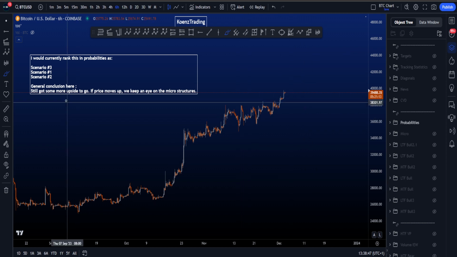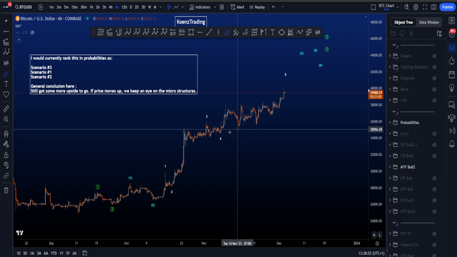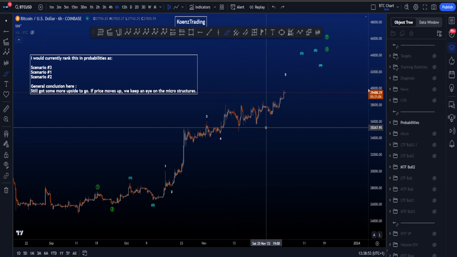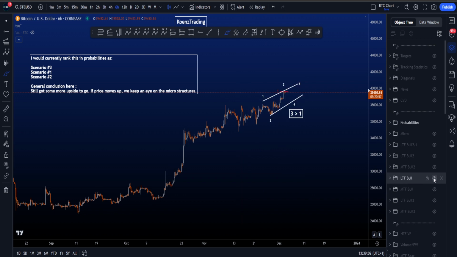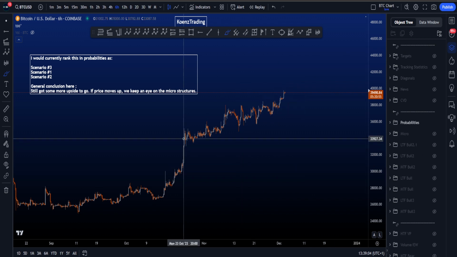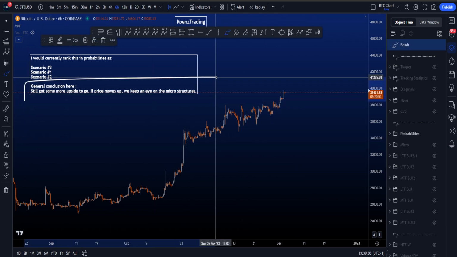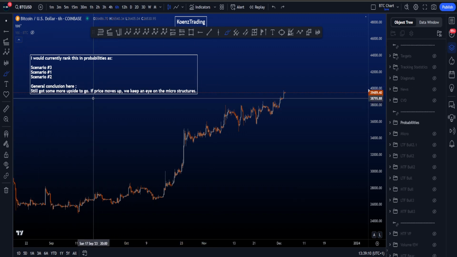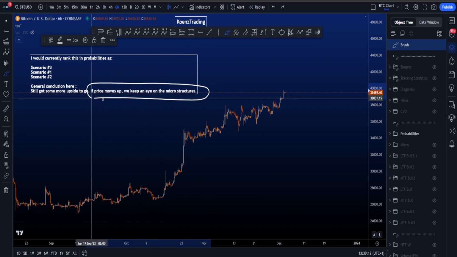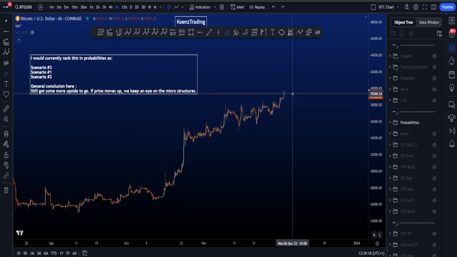And then finally, the lowest probability scenario at the moment is the one that I showed at the end, where we're working on the wide 5, just because of the size of this 5 as well as the sub-degree counts that we then have to work with, all the truncation going on in these scenarios, right? So that is not really preferred, lowering the probabilities. But the general conclusion here is that we still got some more upside to go. And if price is moving to the upside, we are going to keep an eye on the microstructures as we always do on this channel.